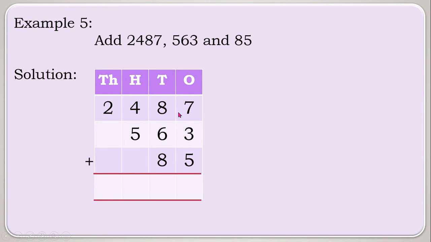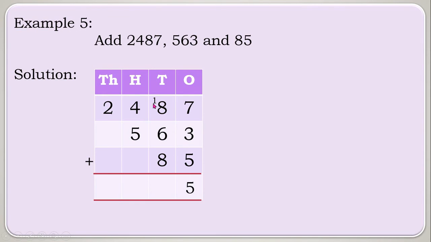So in these numbers 7, 3 and 5 are in ones place, so those should be always written in ones place column. So you should never start writing from left to right, you should always write from right to left. So now let us add these digits in ones column. 7 plus 3 is 10, 10 plus 5 is 15.